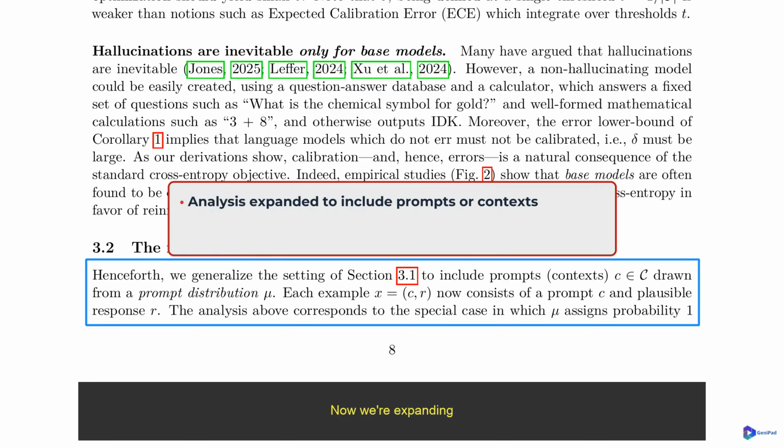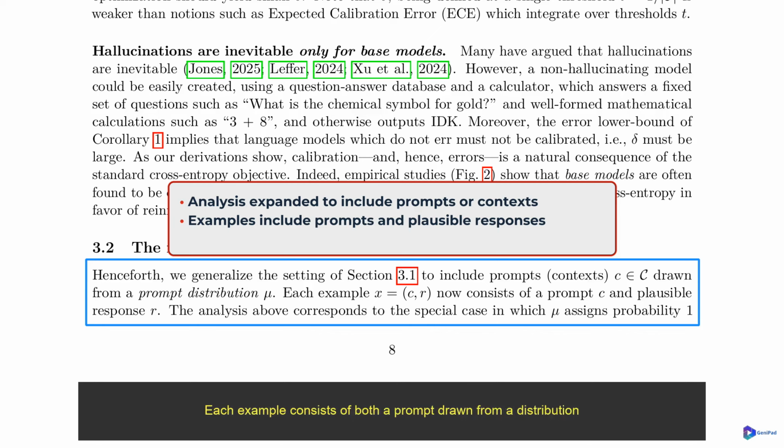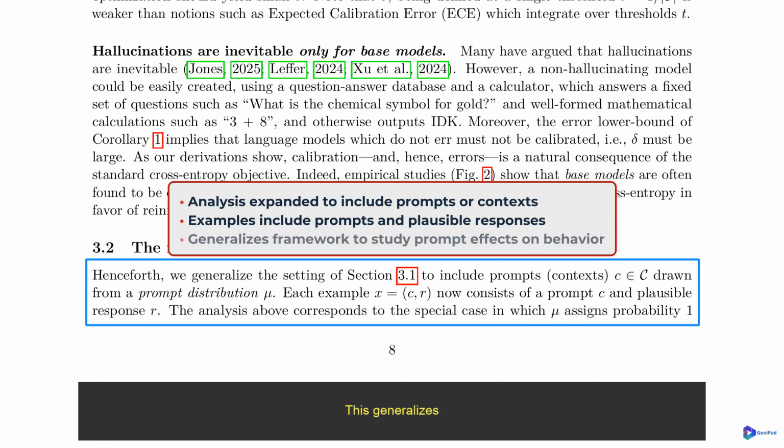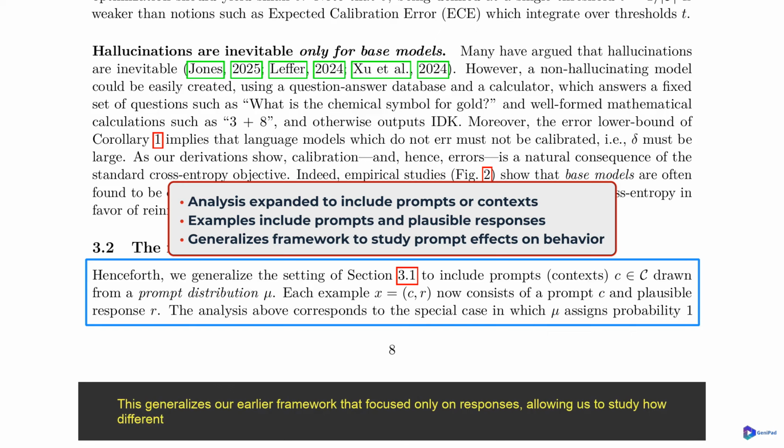Now we're expanding our analysis to include prompts or contexts. Each example consists of both a prompt drawn from a distribution and a plausible response. This generalizes our earlier framework that focused only on responses, allowing us to study how different prompts affect model behavior and hallucination patterns.